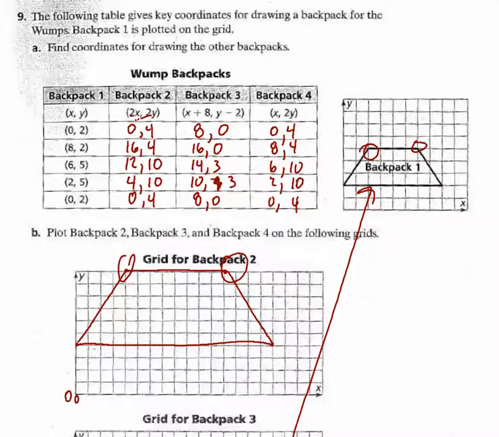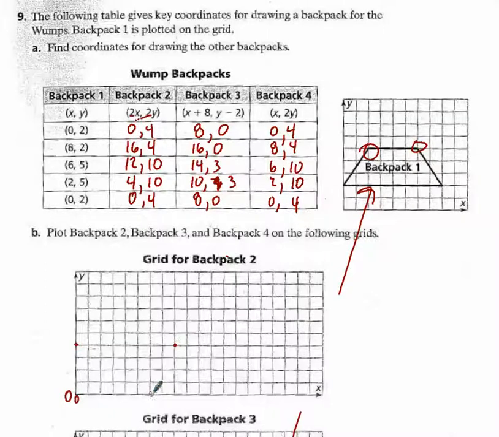Come on, give me the eraser. Come on, erase. There we go. All right. So now we have 0, comma 4, so that's 0 over 4 up, 1, 2, 3, 4. And now we have 8, comma 4. 1, 2, 3, 4, 5, 6, 7, 8, and we're already 4 up, that's great. So now 6, comma 10.